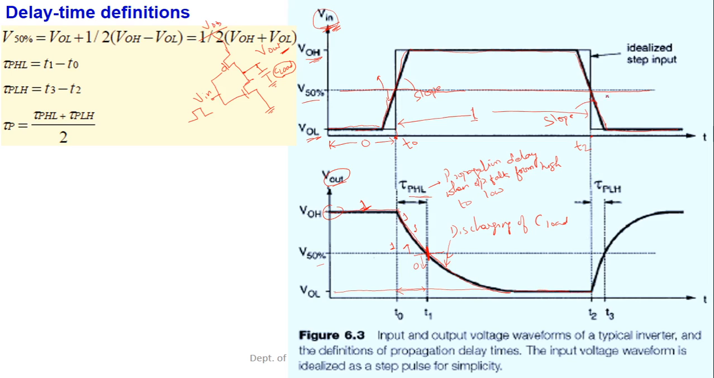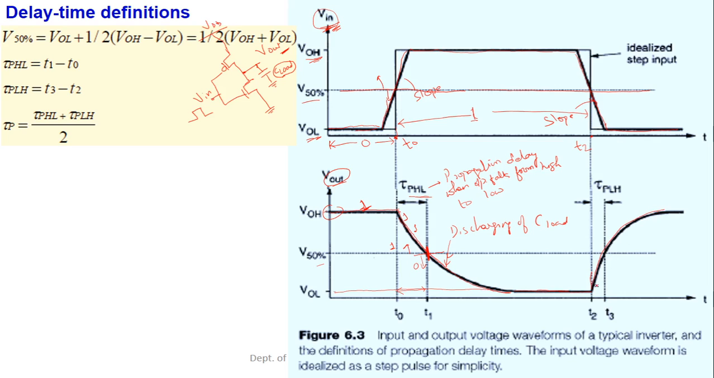And when the input changes from 1 to 0, the output should change from 0 to 1. So what happens in this case is that the load capacitance starts to charge, and when it charges completely, we say that the output has become 1. This charging of capacitance is shown by this curve.